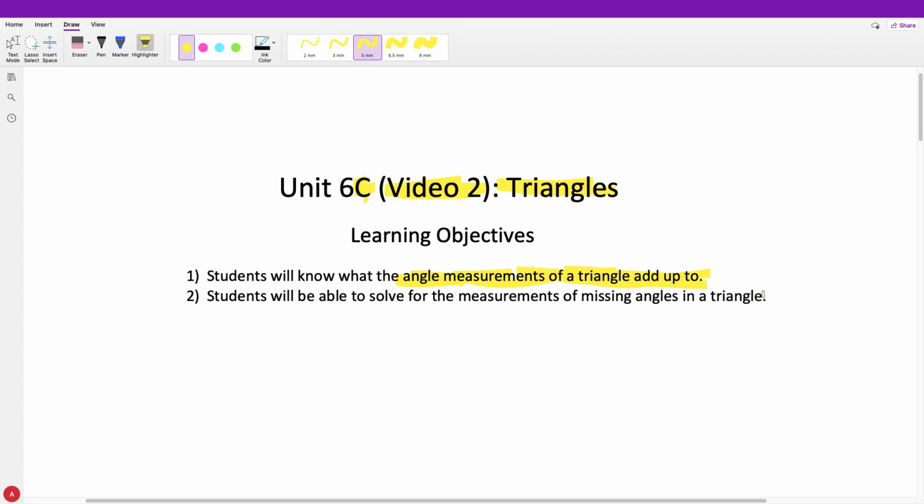And then based on having that piece of information, you're also going to be able to solve for missing angles in a triangle or solve for a variable when given information on that. All right. But we're going to now be dealing with the angle measurements of a triangle, what they add up to, and then using that to help solve for problems.